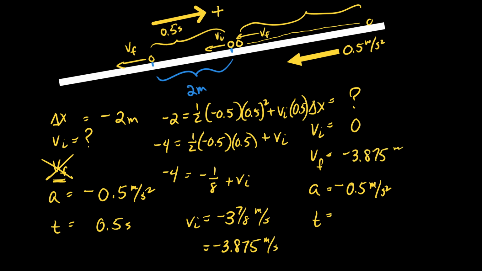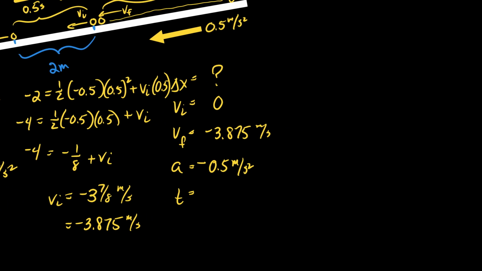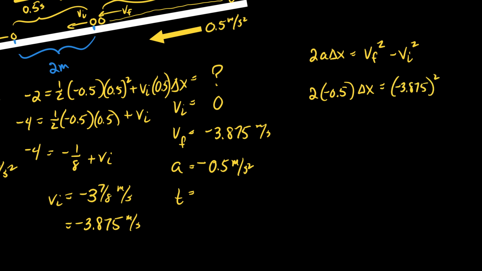-3.875 over here. If I want delta x, I believe I could use 2a delta x equals v final squared minus v initial squared. All good? 2 times -0.5 delta x equals -3.875 squared minus 0.